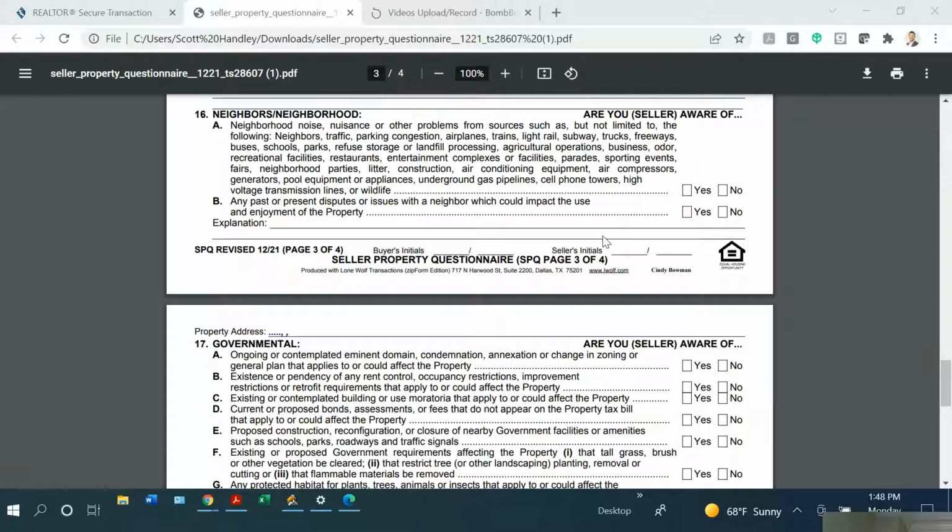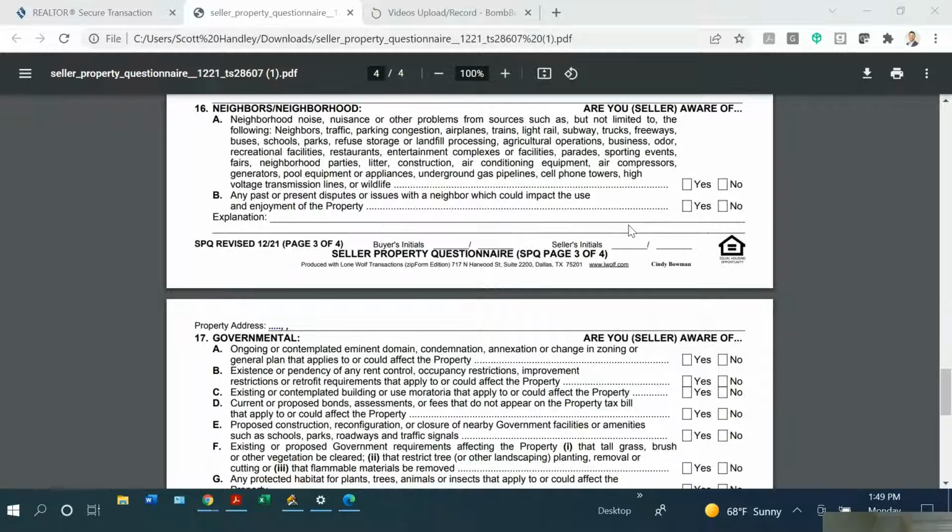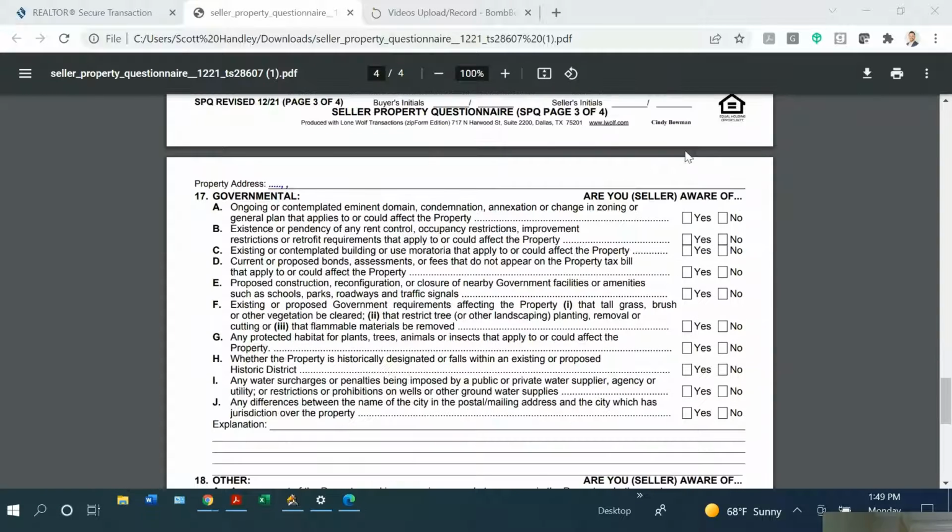16B, any past or present disputes or issues with a neighbor which can impact the use and enjoyment of the property. Are you and the neighbor beefing? Yes or no? So that's something that you would want to make sure that you put in there, to your best judgment as well. Governmental will be pretty much the last portion of this document, 17 and 18, as far as the checking, and then we'll get to the signature page.